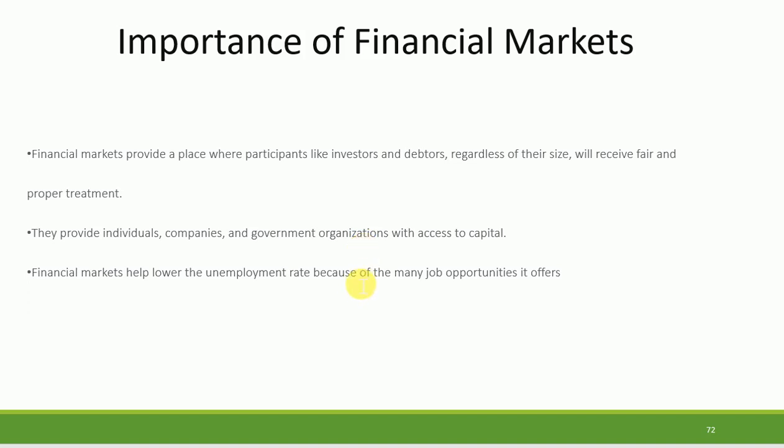The last part is that financial markets not only give us these two benefits and many more, but they also provide job opportunities for people, because you need brokers, you need people for IPOs, intermediaries, you need people, for example, some are buying, some are selling.